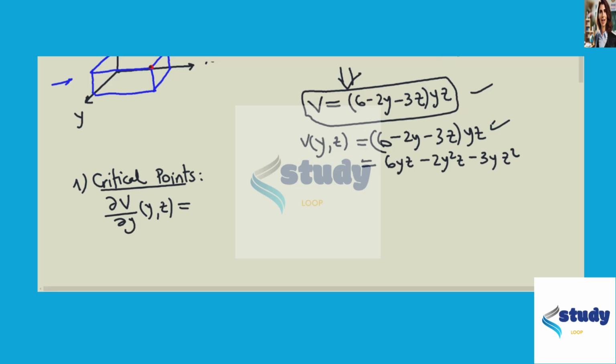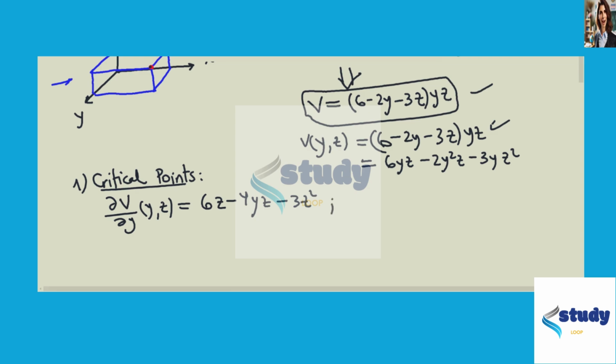And with respect to y it will be 6z minus 4yz minus 3z squared.